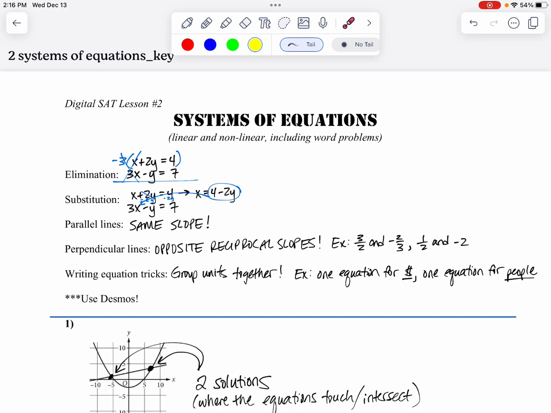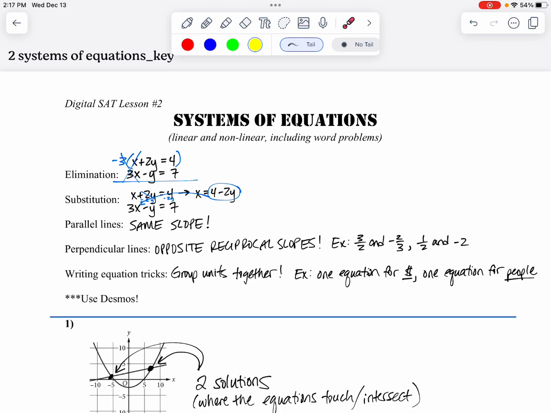Couple reminders, parallel lines have the same slope. Perpendicular lines have opposite reciprocal slopes. What does that mean? Here is an example of opposite reciprocals. A fraction flipped and the signs have to be opposite. If you flip the fraction 1/2, you get 2, and again, make the sign the opposite. Those are called opposite reciprocals.